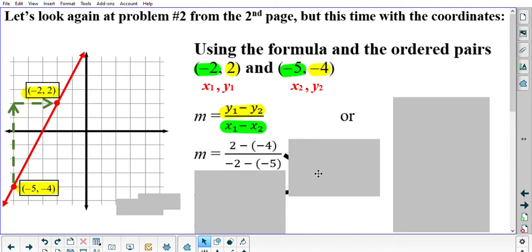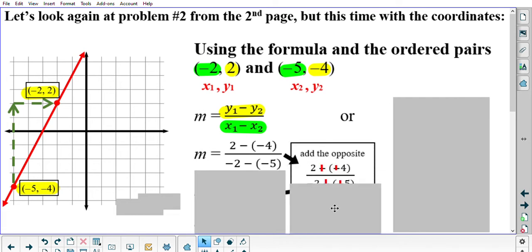We learned earlier this year when we first did subtracting problems with positives and negatives that subtraction is the same as adding the opposite, something you've heard me say over and over again. So if I take 2 minus -4 and make that adding the opposite, that's the same as 2 plus +4, which you can see I did for you over here off to the side. -2 minus -5 is the same as adding the opposite, -2 plus 5.